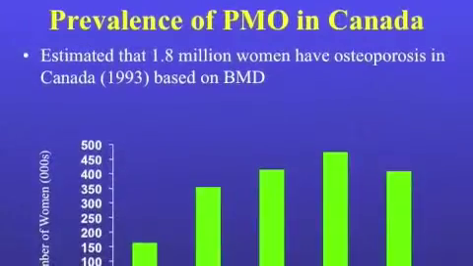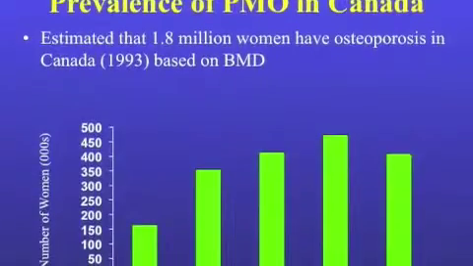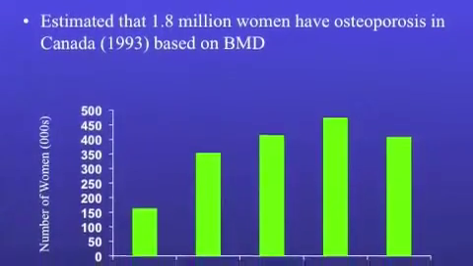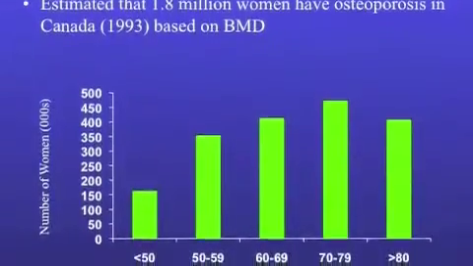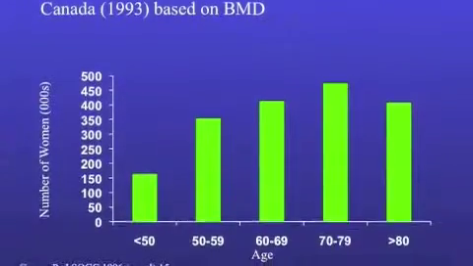Now, to put this in perspective in absolute terms, in 1993 it was estimated that 1.8 million women over the age of 50 have osteoporosis based on that bone mineral density definition. And you can see from the graph below that the number of women with osteoporosis increases with age, and that approximately 1 million women over the age of 70 have the disease.